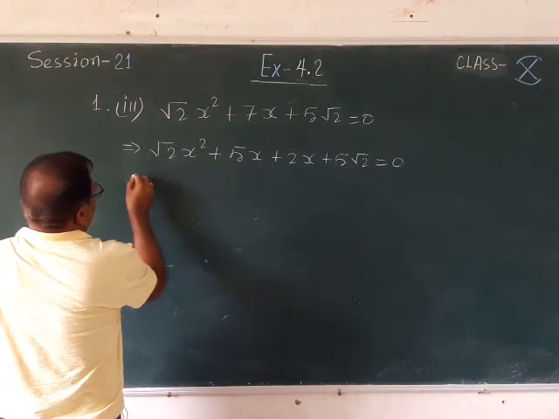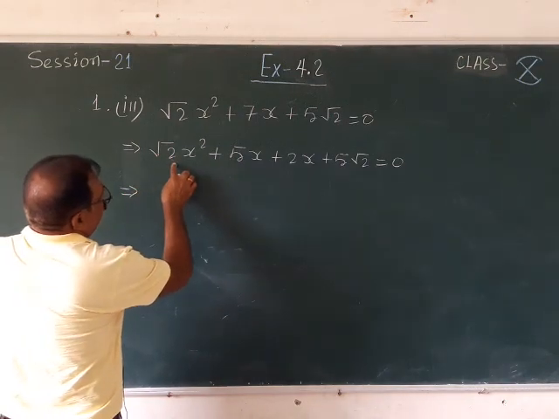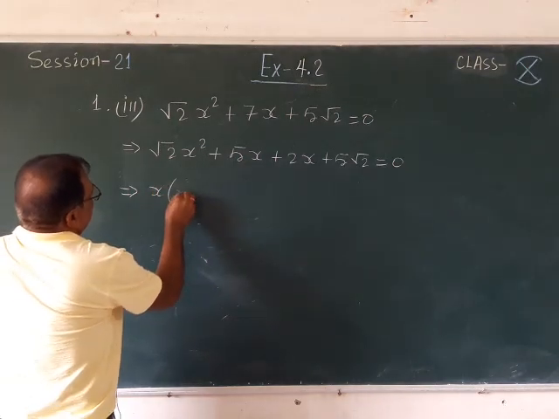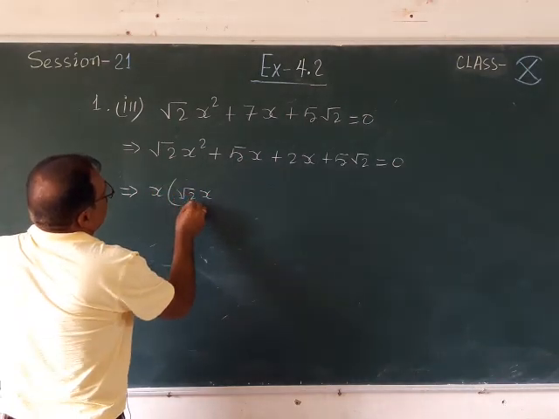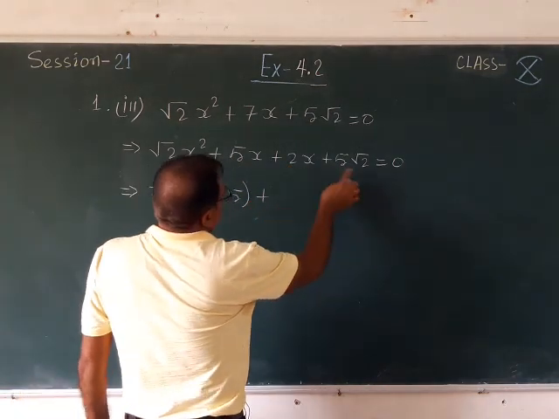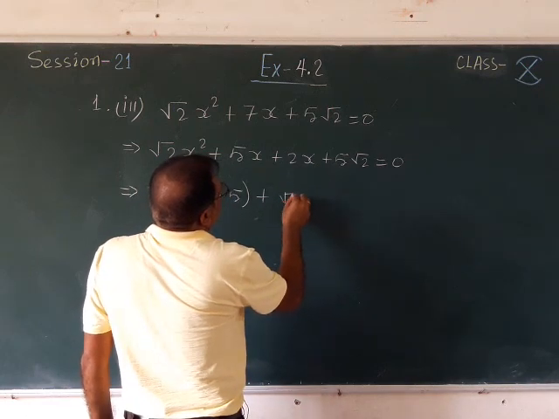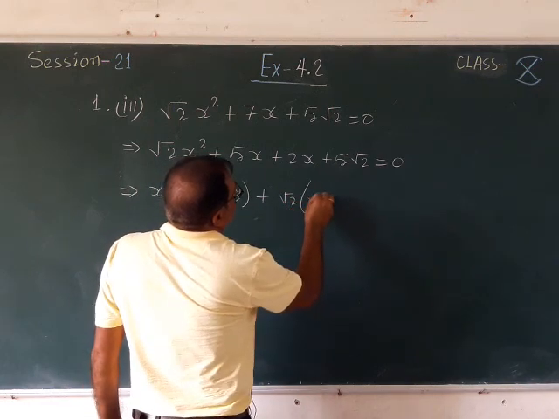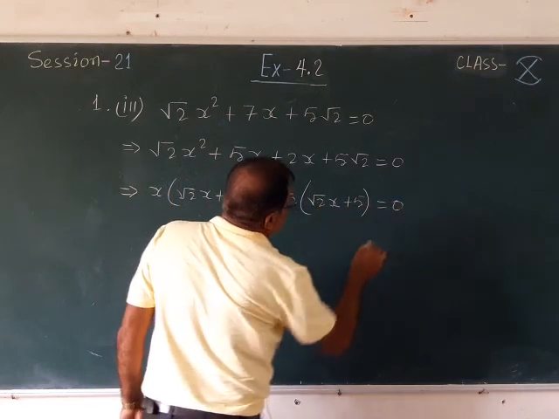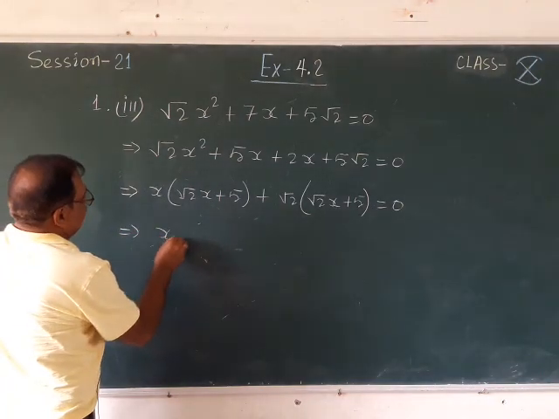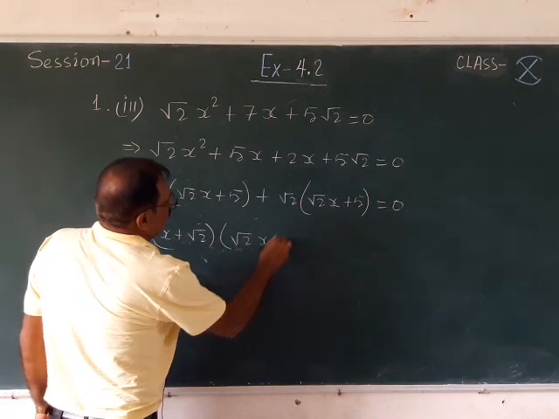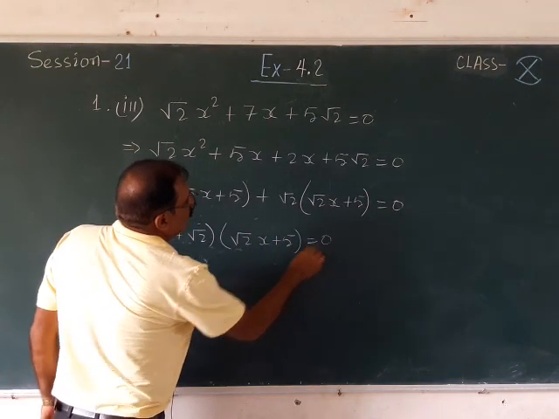Further, you can take common terms from root 2x square and 5x. Which term can be taken as common? X can be taken as common. So here I am having x times root 2x plus 5, and from the other two terms root 2 can be taken as common. So here you are having root 2x plus 5 and it is equal to 0. Further, it can be written as x plus root 2, and root 2x plus 5, and that is equal to 0.